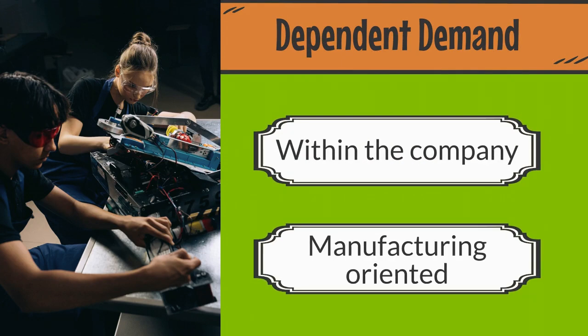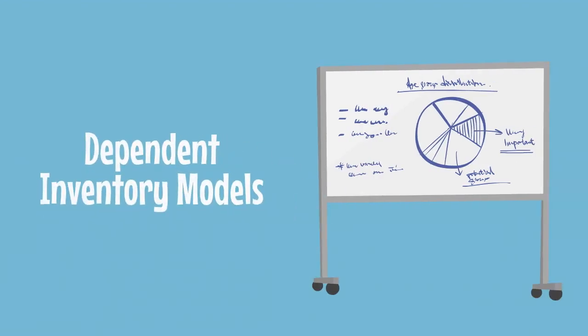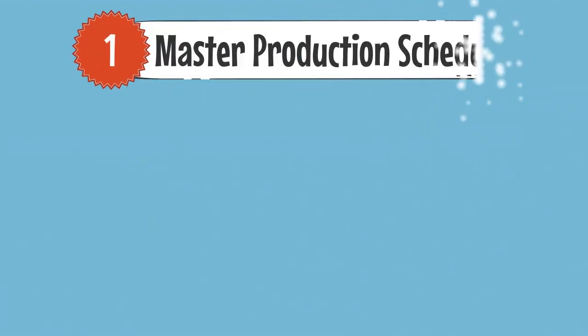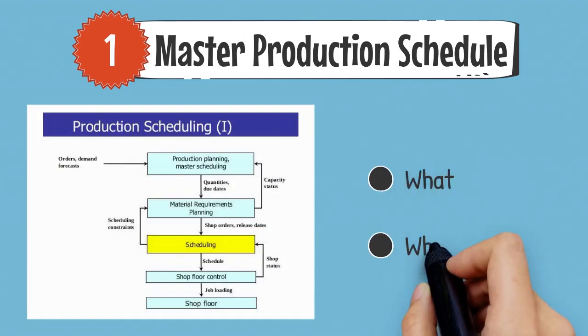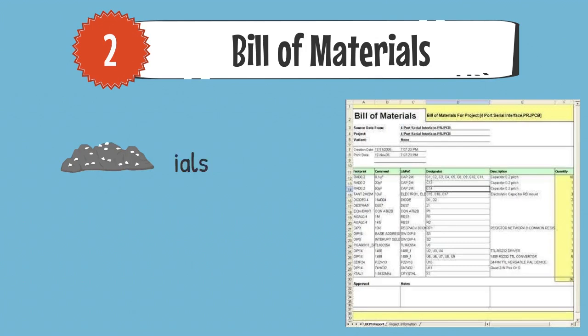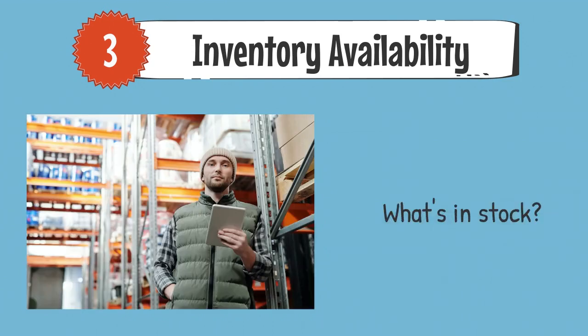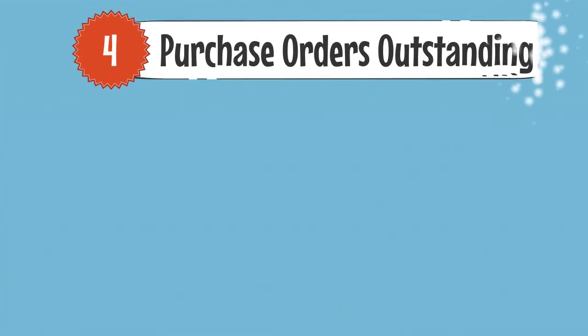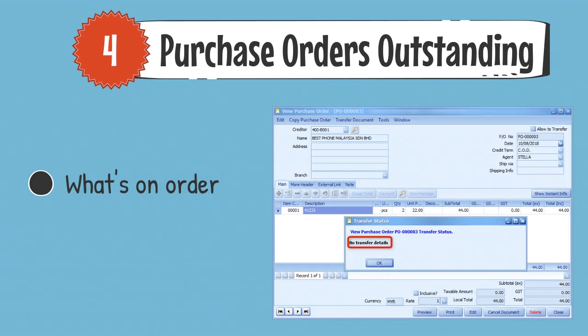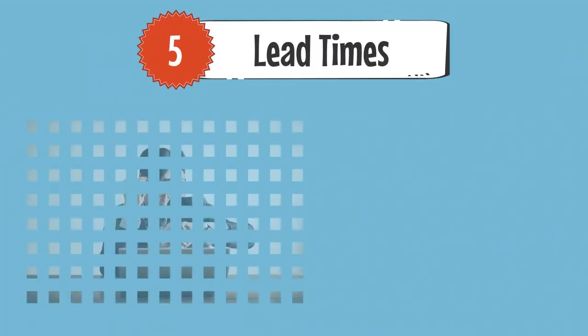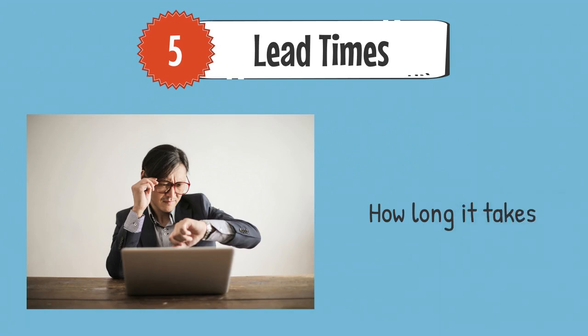Dependent demand systems are manufacturing-oriented. Effective use of dependent inventory models requires: 1. Master production schedule, which outlines what is to be made and when. 2. Specifications or bill of materials outlines materials and parts required to make the product. 3. Inventory availability concerns what is in stock. 4. Purchase orders outstanding is what is on order, also called expected receipts. And 5. Lead times relate to how long it takes to get various components.